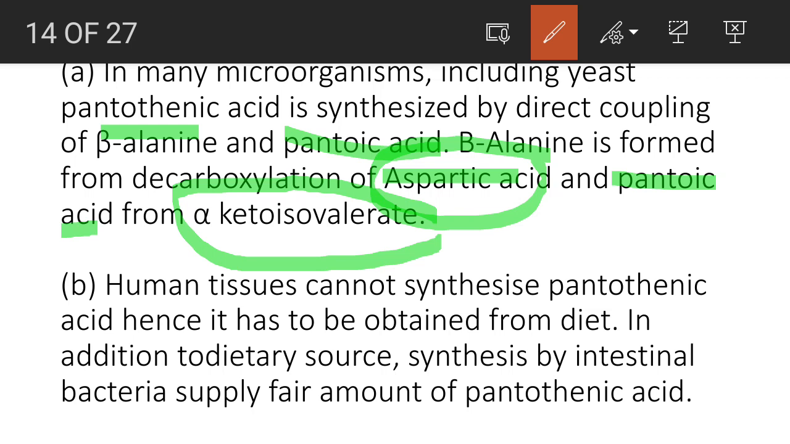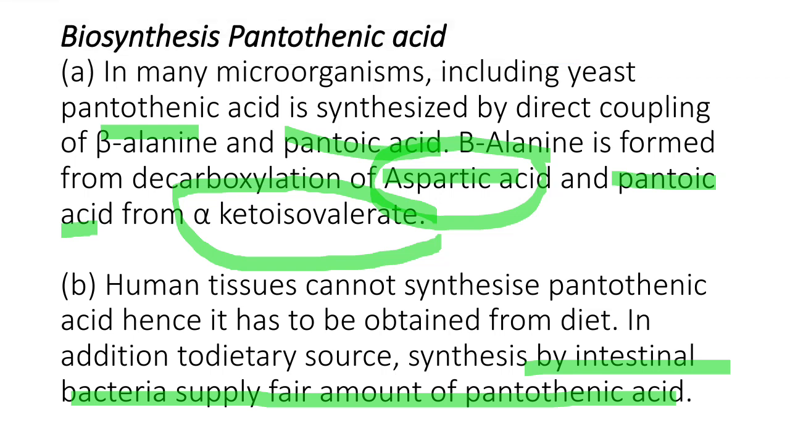Human tissues cannot synthesize pantothenic acid. Hence, we need to supply vitamin B5 or pantothenic acid through our diet. In addition to dietary sources, synthesis by intestinal bacteria supplies a fair amount of pantothenic acid, but we cannot fully rely on these bacteria for our daily requirement. Hence, we need some dietary sources to supply us with these vitamins, especially the water soluble vitamins.